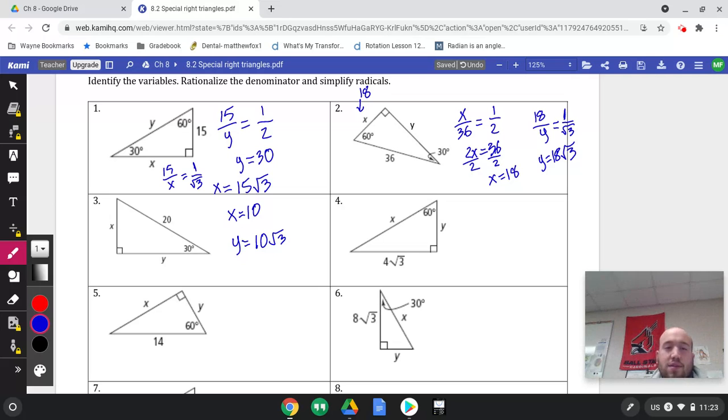Now, sometimes it's totally up to you. If you can see what I just did, go for it. If not, just always set up this proportion. The proportion method will always work for you. Okay, so number 4 here.